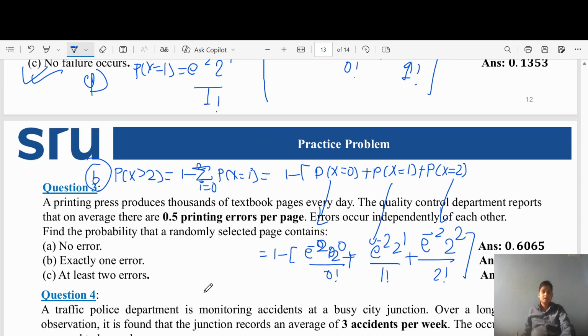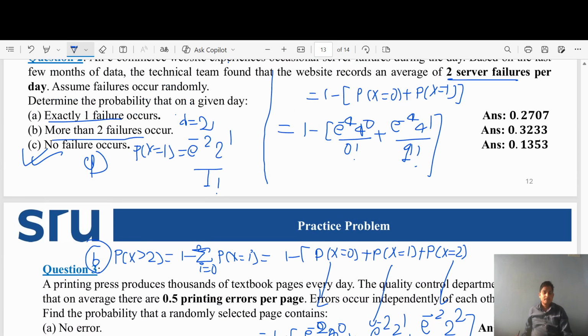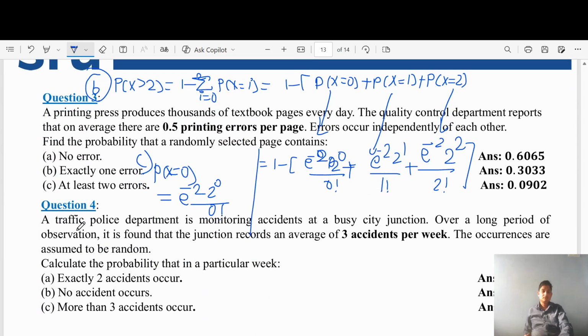And here we solve no failure. No failure means P(X=0) is equal to e to the power minus 2, 2 to the power 0 upon 0 factorial. So this is the C part. Okay, so I think this is solved for each case. Now, there are third and fourth problems also. So we just solve the third problem and there is homework for question 4, you solve it easily.